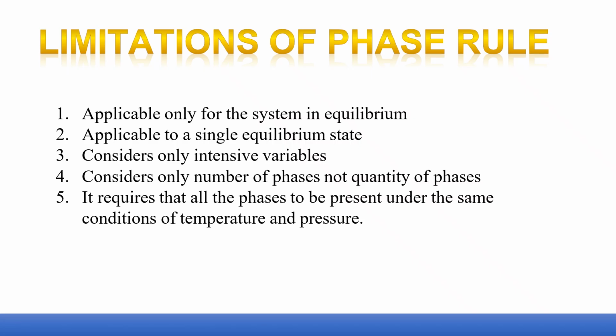The limitations of the phase rule are that it is applicable only for systems in equilibrium, applicable to a single equilibrium state, considers only intensive variables, and considers only the number of phases, not the quantity of phases. It requires that all the phases be present under the same conditions of temperature and pressure.